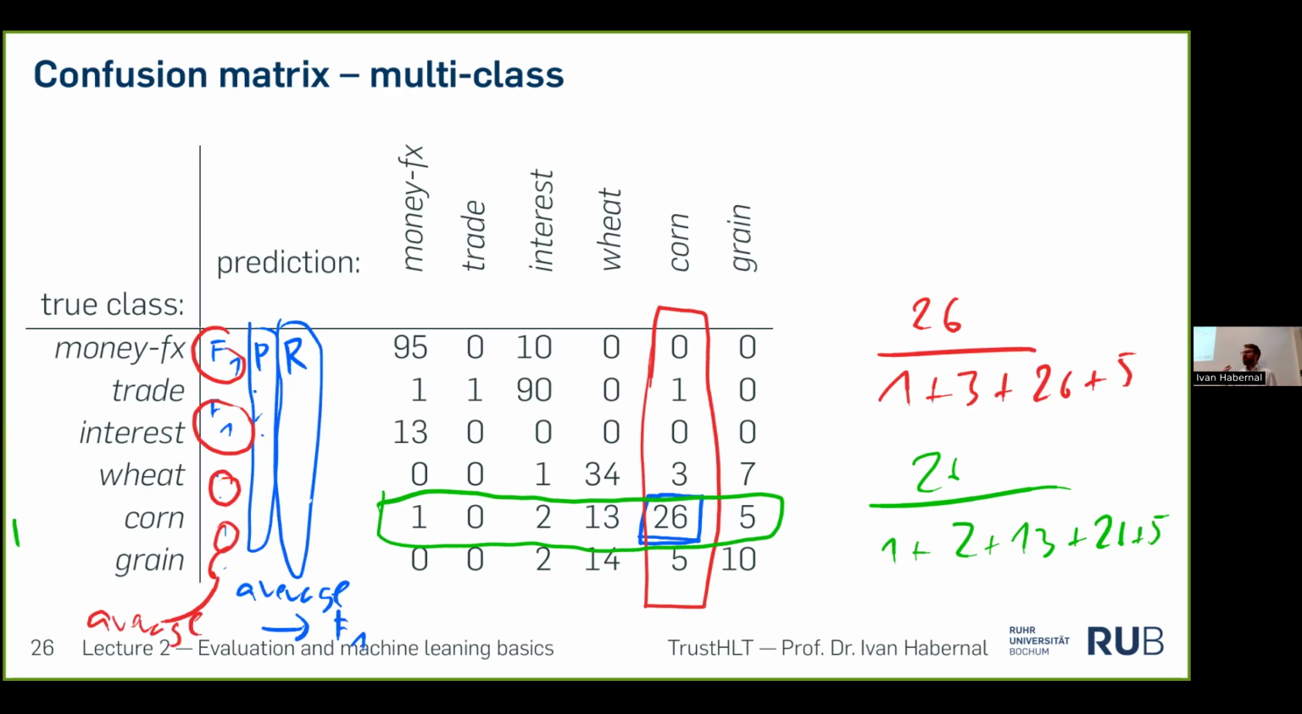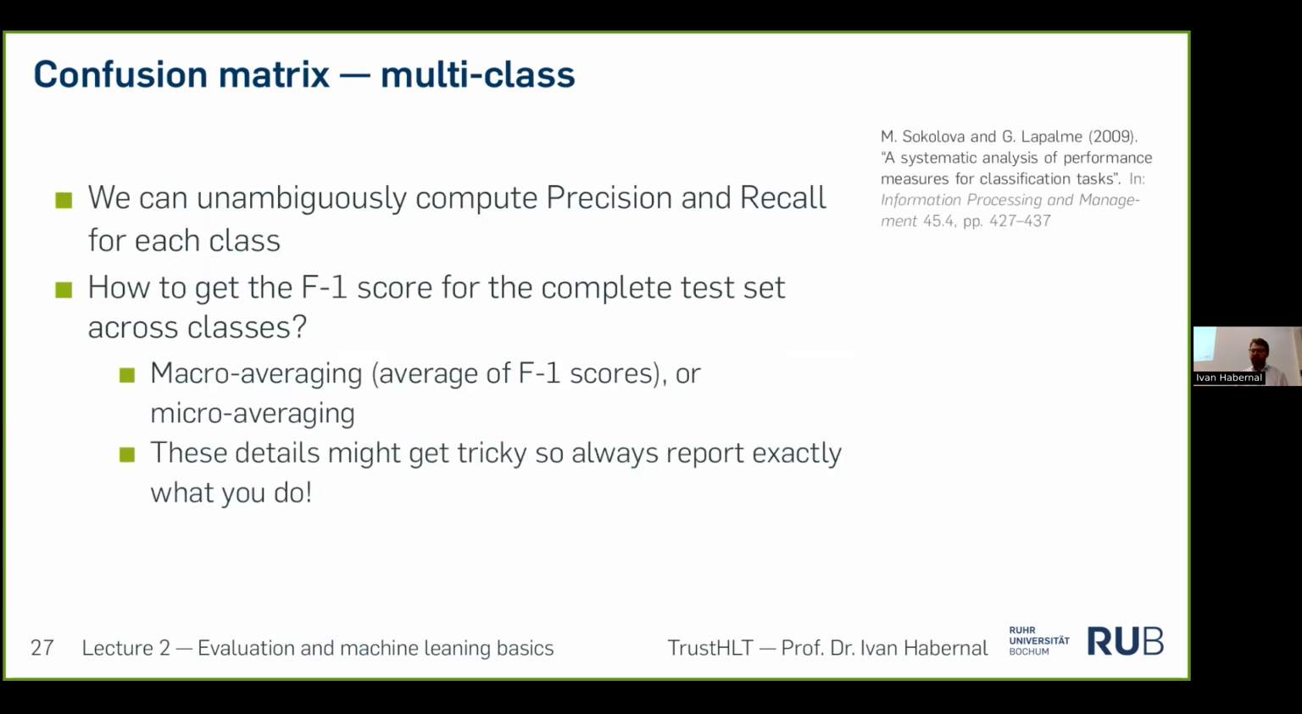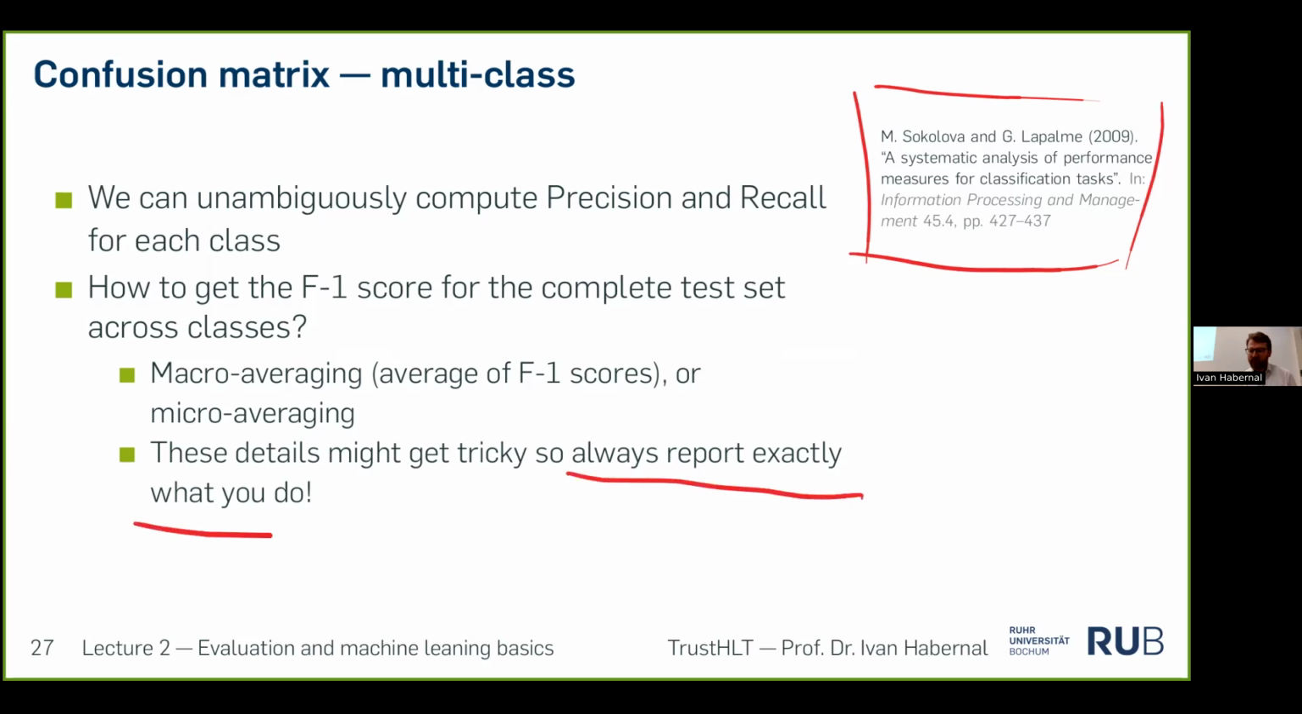So again, be very clear. If you report evaluation metrics like precision, recall, F1 score for multiple classes, what are you actually reporting? And you can just use this reference. This is a cute paper about different metrics and how wrong they could be. Details might get tricky, so always report exactly what you do. Always, always, always. Because other people can get different results since they understand your assumptions differently. Okay? Any questions?